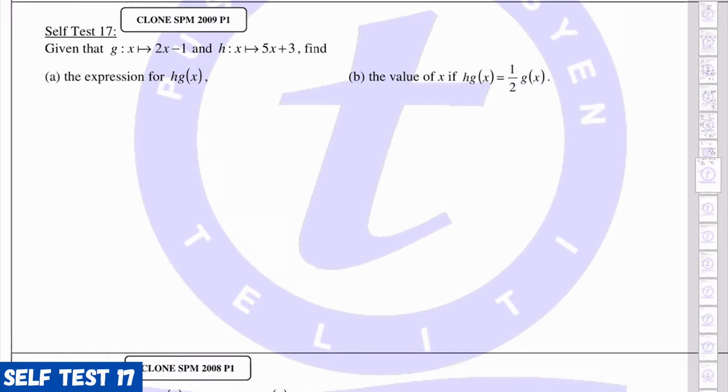Okay. Self-test 17. So your final expression for h(g(x)). Now h(g(x)) means we put g(x) inside h(x). So I'm going to change the color.